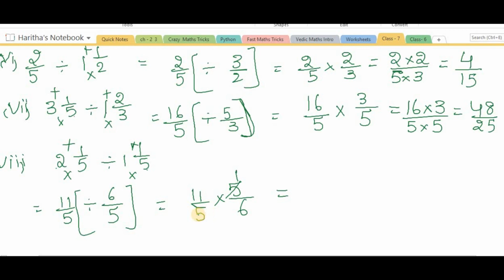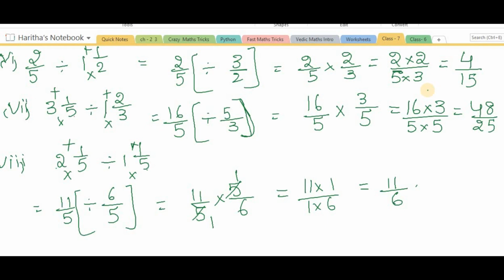As we know, the 5 table will give 5 and 5 cancelling. But 6 and 11 are not multiples of each other, so we will not get a cancellation there. 11 ones are 11 and 6 ones are 6. So this is the way you are going to solve division of fractions. And we have completed solving even division of mixed fractions.